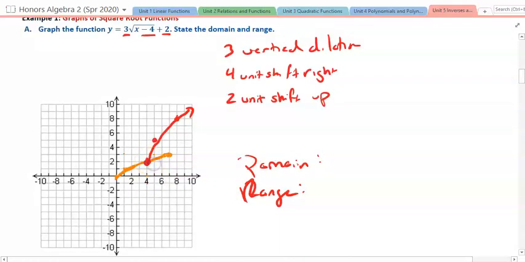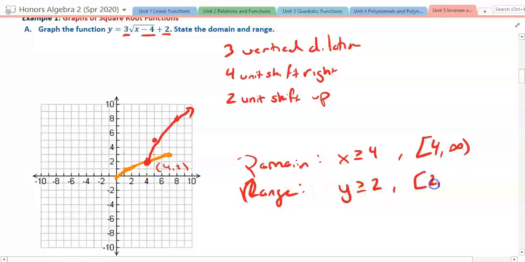Well, where am I starting? I'm starting at the ordered pair 4, 2. And so my domain is going to be x is greater than or equal to 4, or I could write that as 4 to infinity. And then my range would be y is greater than or equal to 2, or from 2 to infinity. And so that's all we're doing here, looking at transforming these points. Now, are there other methods to do this? Sure, and I'm going to show you that on example B.